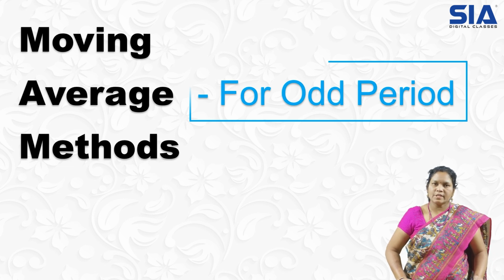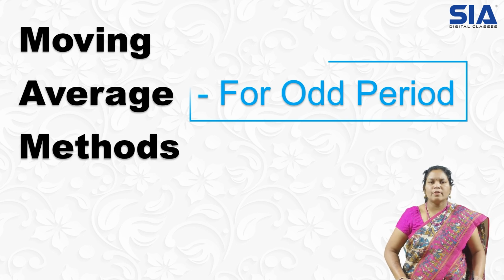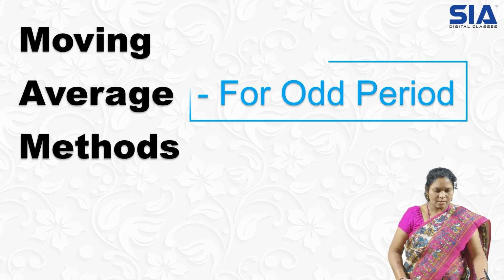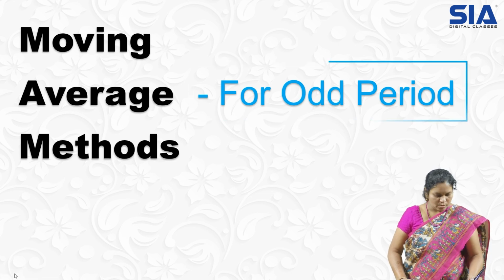So in moving averages method, two types of problems you'll always get: for odd period and for even period. In the sense, we have to check the data, the years they'll be giving. If you get an odd number of data, we have a slightly different method, and for even, one more method. So let us discuss the odd method today, moving averages itself, but based on the data we'll proceed. So let us check it out.